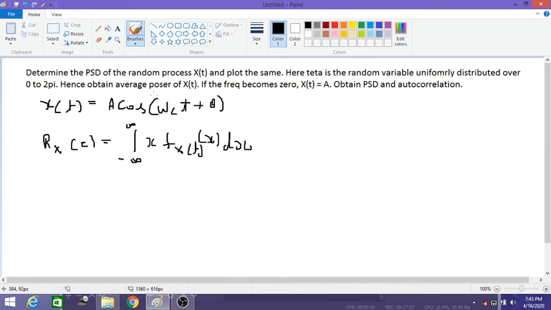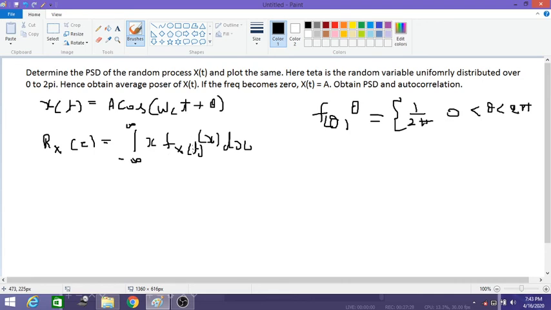Since the variable here is theta, its density function f theta of theta is equal to 1 by 2 pi for the range of 0 to 2 pi, where the value of theta ranges from 0 to 2 pi. Its density function is given as 1 by 2 pi.